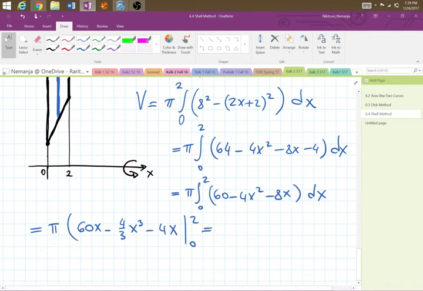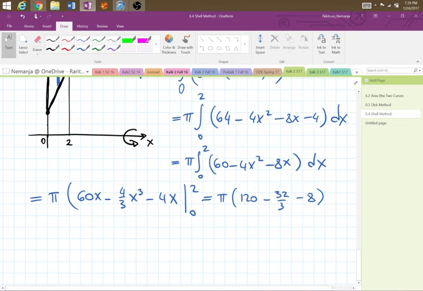So we're plugging in 2, so we have pi integral that's 120. So that's 8 times 432 over 3 and minus 8. It's 4x squared, who said 4x? Someone gave me the wrong information.